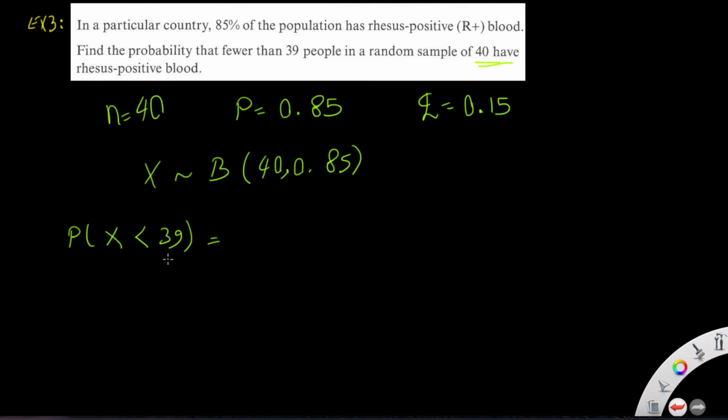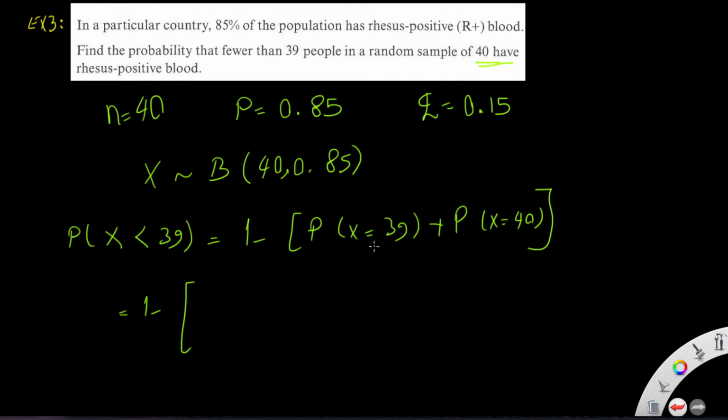But it will be really time consuming to calculate one by one from 0 to 38. That's why we calculate the other part. We know that all probabilities together add up to 1. So we calculate the probability of 39 and 40, then subtract from 1. If you calculate probability of x is equal to 39 plus probability of x is equal to 40, then it will give you the probability of x from 0 up to 38. So it will be 1 minus the probability of x being 39 or 40.